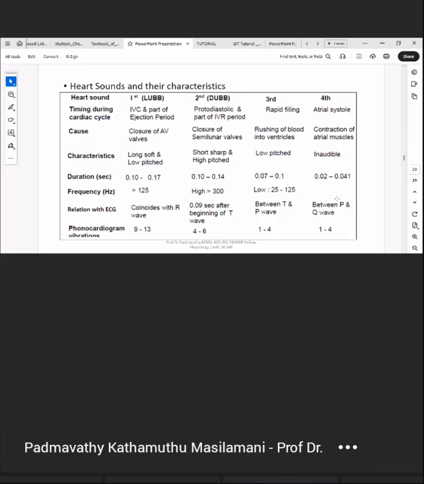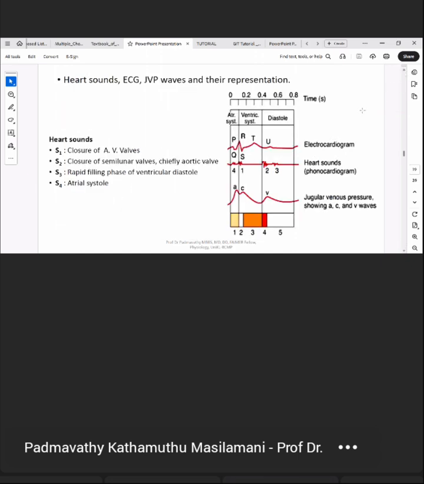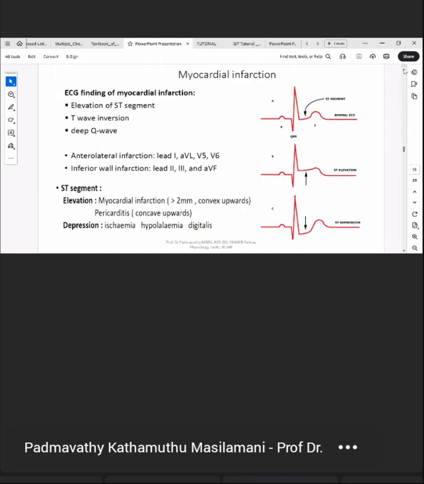And the fourth heart sound, usually it is between the P and Q, that is during the contraction of the atrial muscle, that is atrial systole. The duration is 0.02 to 0.04. It is short duration. Okay. So this table is also very important. You have to know each and everything, and also you have to know the previous slide, changes of myocardial infarction and ST segment, the three important features.